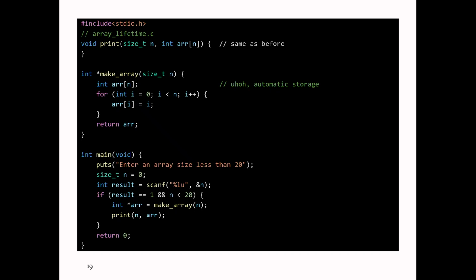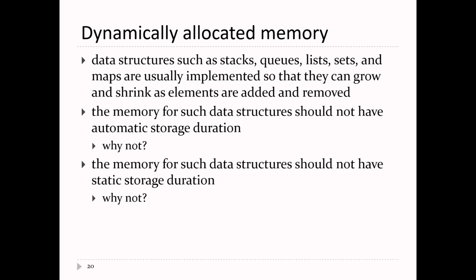But obviously there are lots of times when you're going to want to write a function where you have to return an array from the function. There are a few different ways to do it, but no matter how you do it, you can't create a local array. You have to do something else. That's what dynamically allocated memory is for.